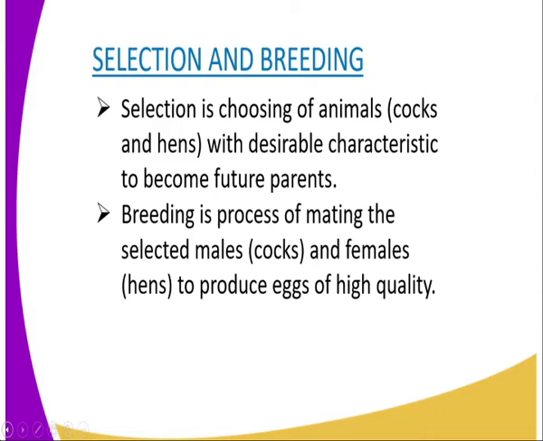Selection. What is selection? Selection is the choosing of animals, and in this case, we'll be talking about choosing cocks and hens with desirable characteristics to become future parents. On the other hand, breeding is the process of mating the selected males. In this case, we will be mating the cocks and the female birds, that is the hens, to produce eggs of high quality.